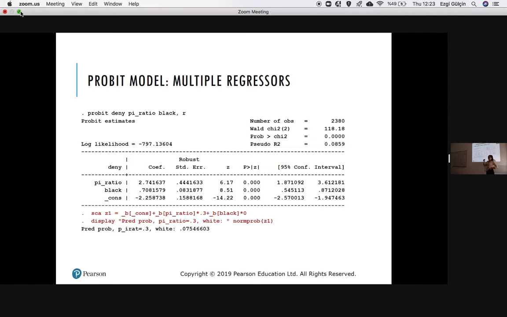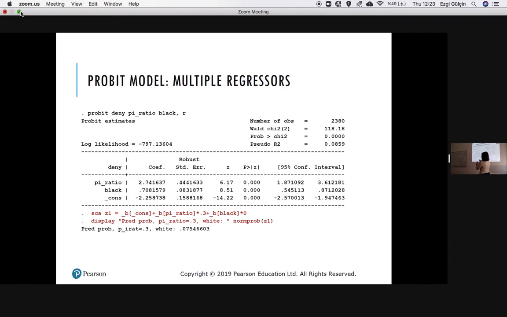Again, we compute the predicted probability of being denied when x is equal to a certain value and this other variable is equal to 0. So when we have a white person, with respect to the case in which this other variable black is equal to 1, which is the case in which we have a black person. And by comparing these predicted probabilities, we can assess what is the effect of being black or white.